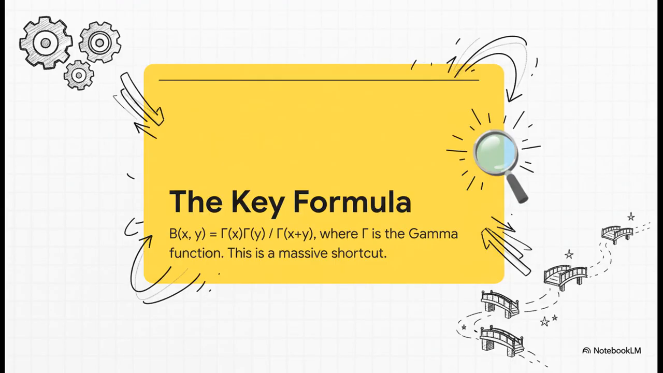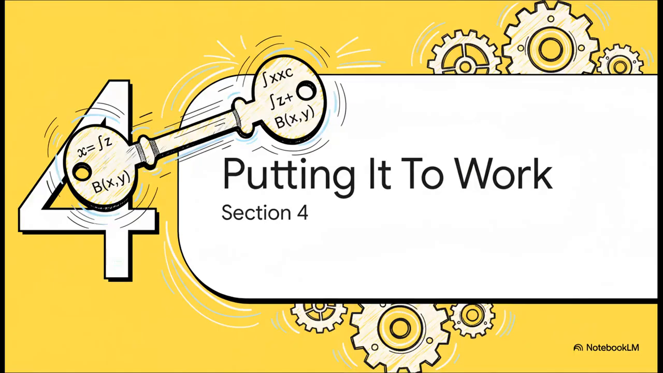And here it is. This is the formula that completely changes the game. It says you can calculate the beta function without doing that complicated integral at all. Instead, just take the gamma of x, multiply it by the gamma of y, and then divide the whole thing by the gamma of x plus y. It's a massive shortcut that makes the beta function so much easier to actually use. Okay, so we've got the key. Now let's see what doors it can open.